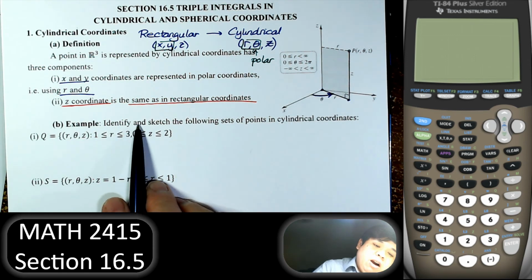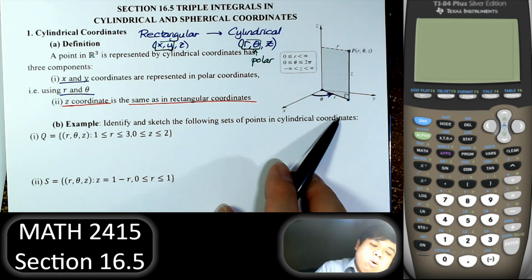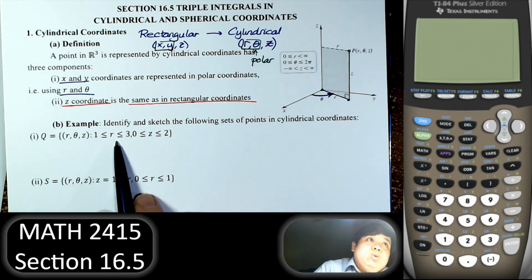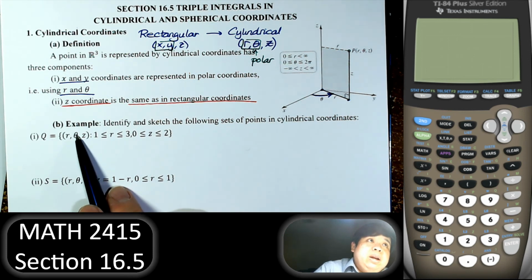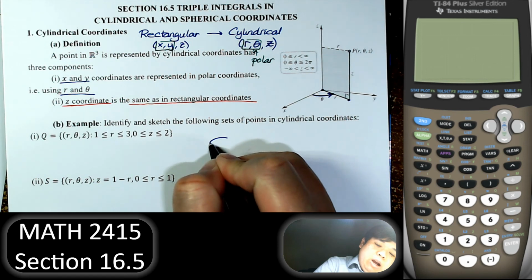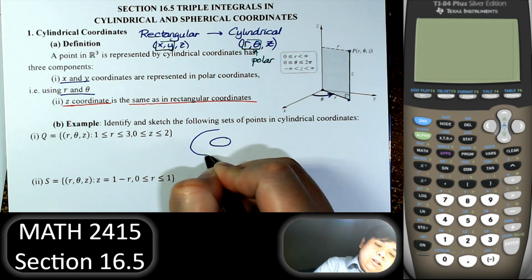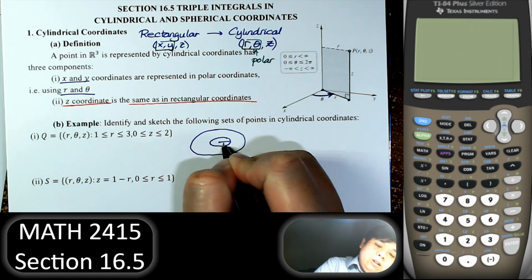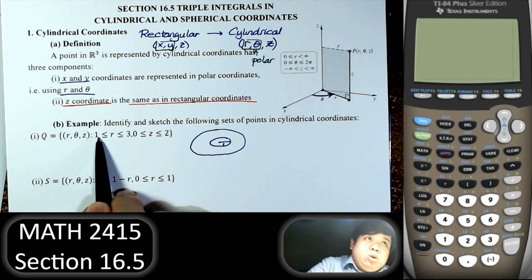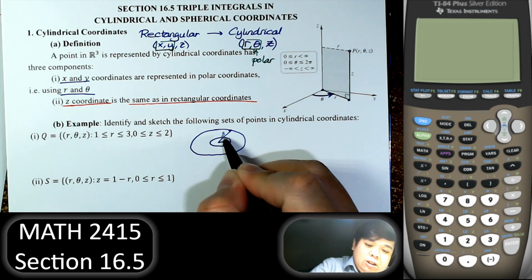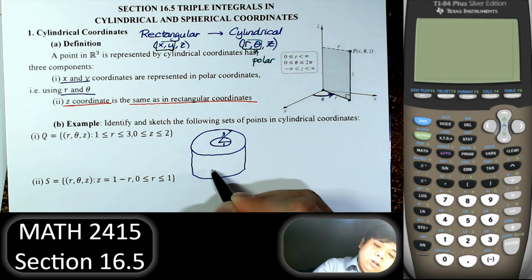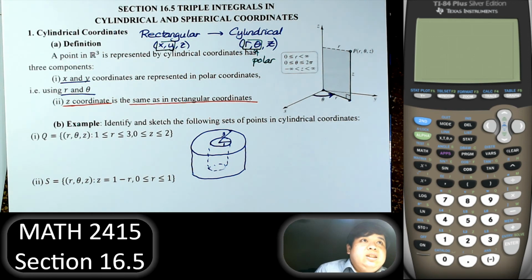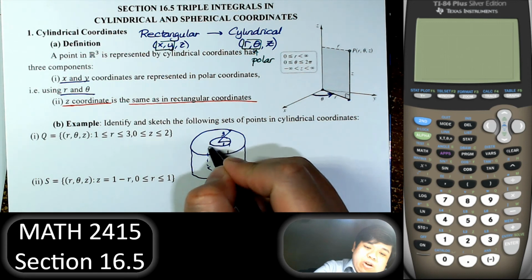Now identify and sketch the following set of points in cylindrical coordinates. We have r between 1 and 3, and z between 0 and 2. We don't have theta here, meaning theta could be anything. So the radius r is between 1 and 3, and z is between 0 and 2. So we're talking about a cylinder. I mean, not a cylinder, a cylinder with a hollow region.